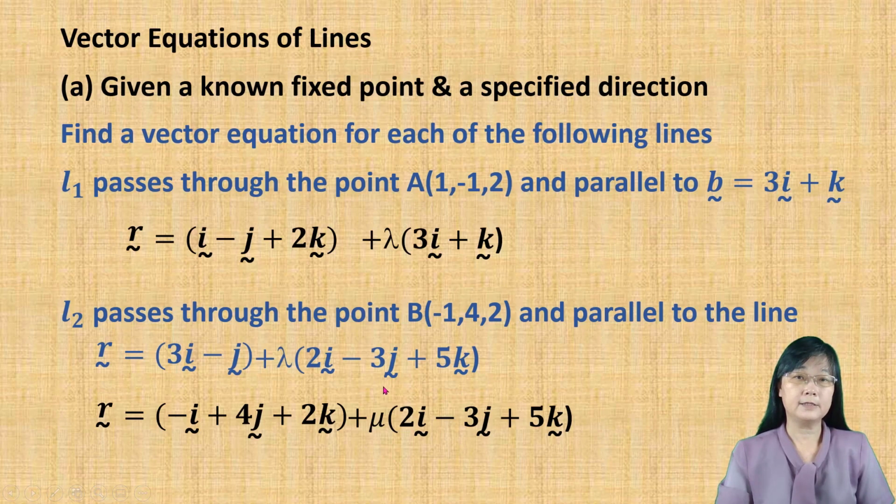Here, we don't use lambda, because lambda is already used here. For a different straight line, we try to use a different symbol. So I just use mu to represent the unknown here. You can also use other letters to represent the unknown instead of lambda.